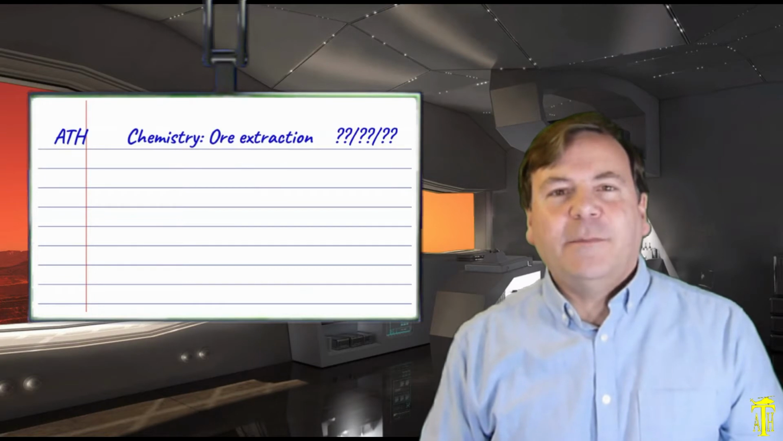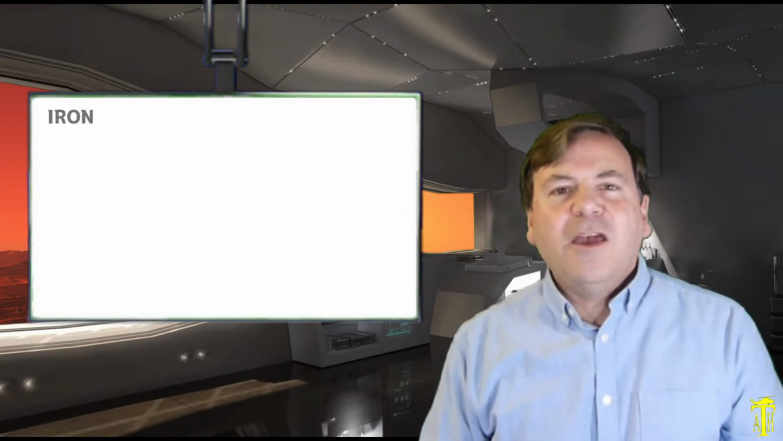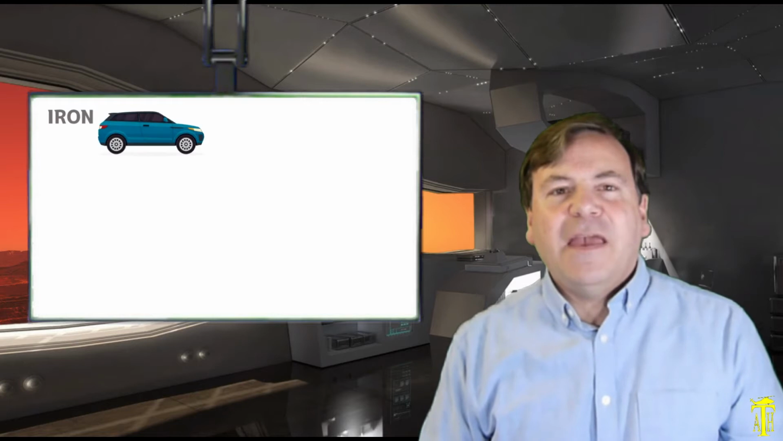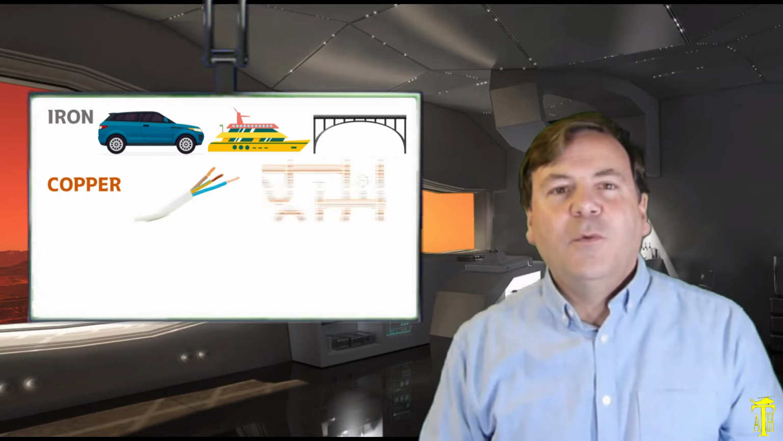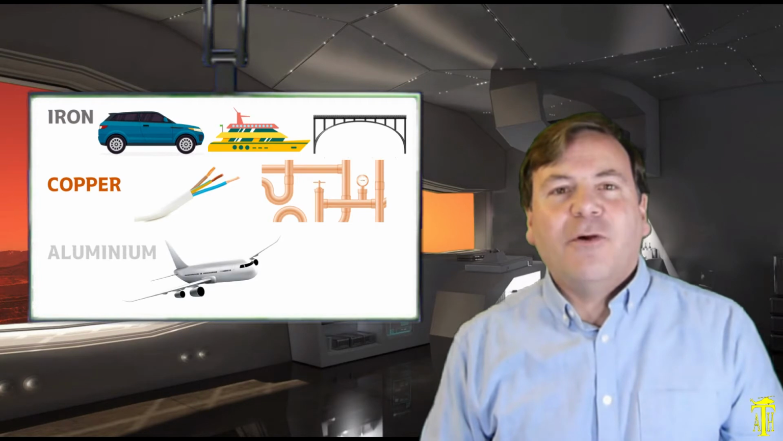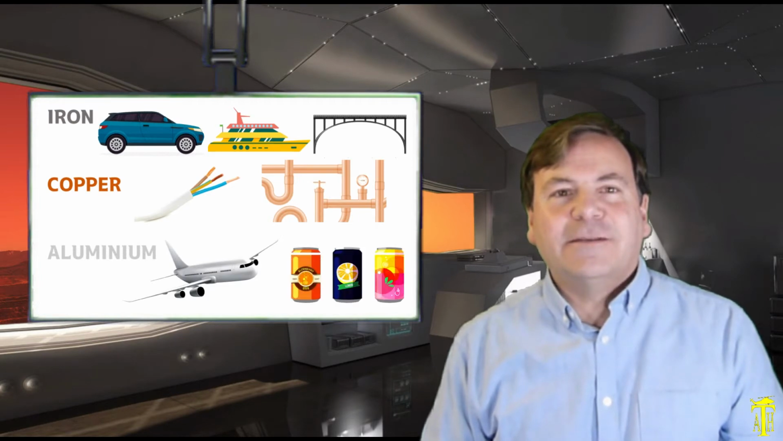Metals are incredibly useful and used in a whole range of settings. They are essential for our modern technological world. Iron, for example, is used for making cars, ships and bridges. Copper is used for electrical wiring and water pipes. Aluminium is often used to make aircraft and drinks cans.